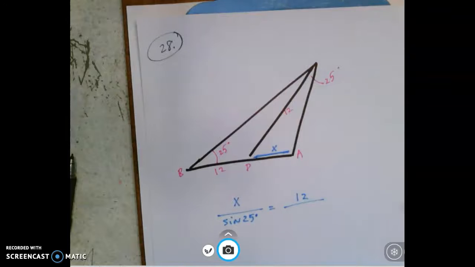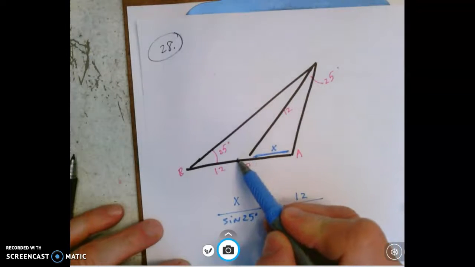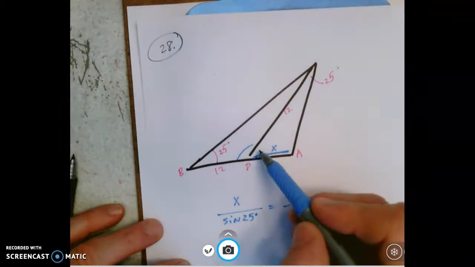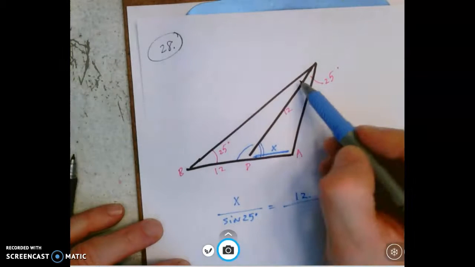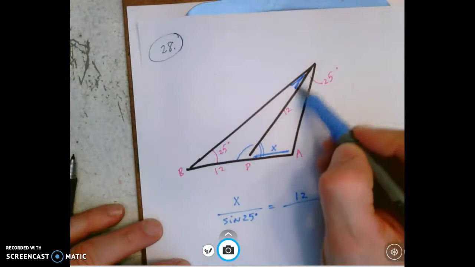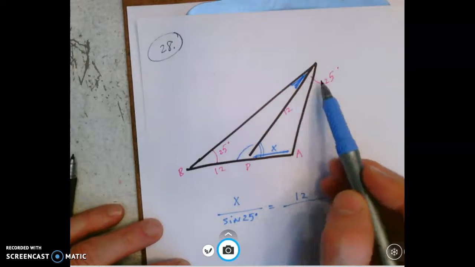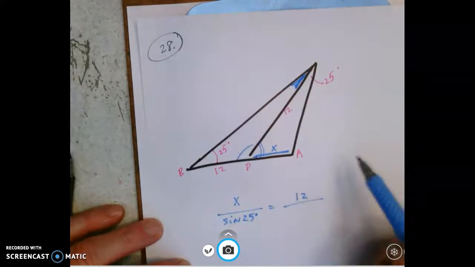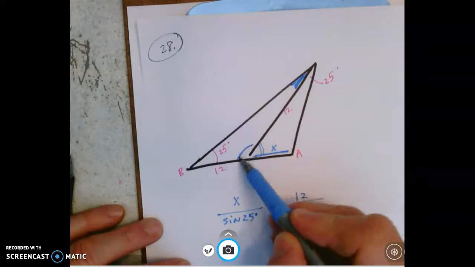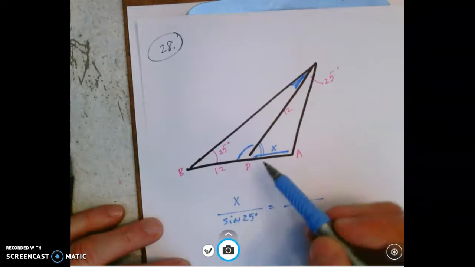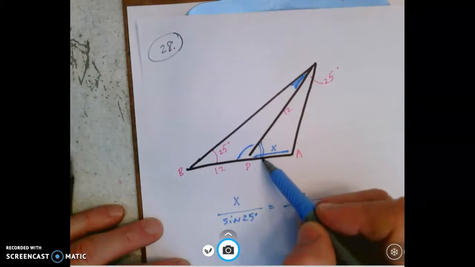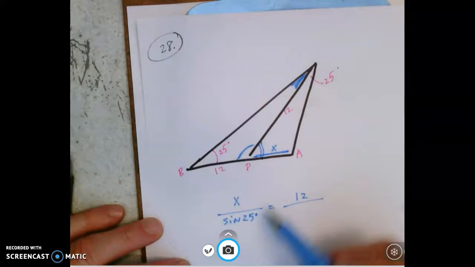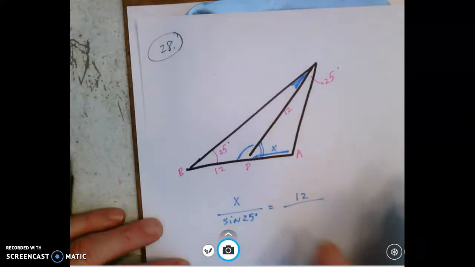So to find a, we're going to have to do one of two things. We're going to have to deal with these angles right here, or this angle right here. If we get this angle right here, then we can add it to 25, and we can have 3 angles for 180. If we get this angle right here, then by supplemental angles, we can find this one right here, and then we can use these 3 angles for 180.